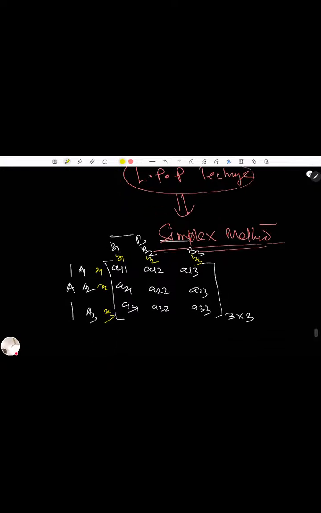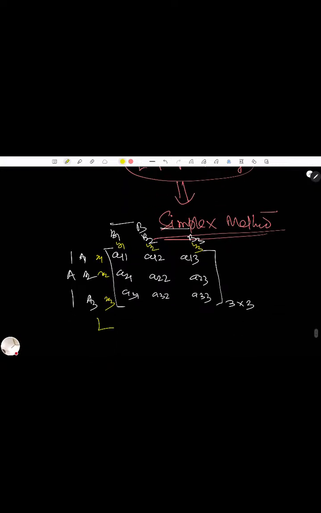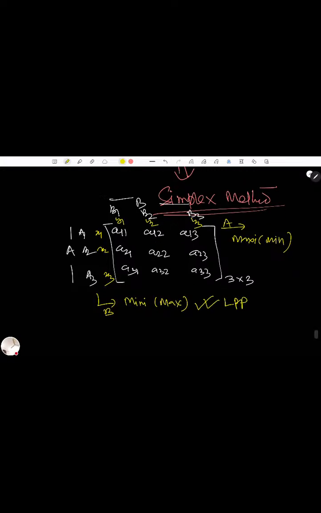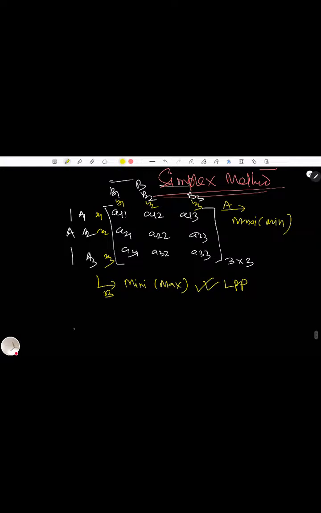Now from the viewpoint of B, we have to find the minimax point. From A's point of view, it is maximin. So we always frame the LPP from the viewpoint of B, against A1.